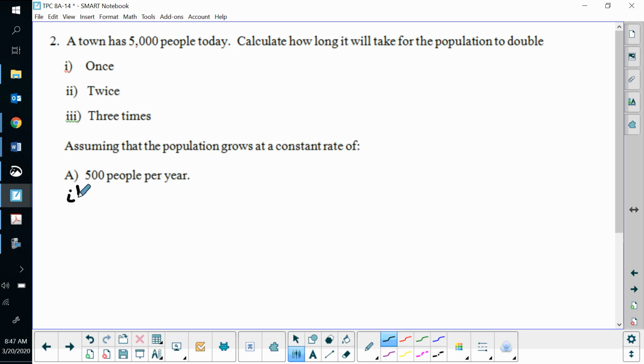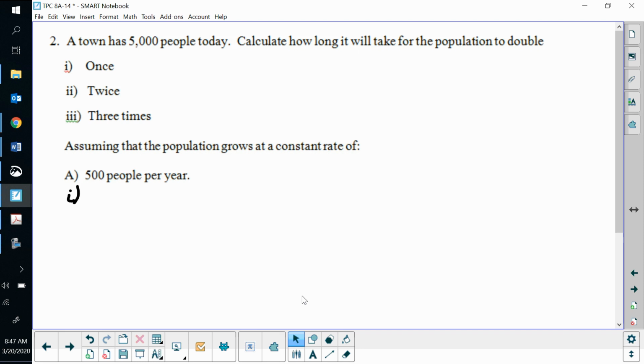So in part A, they're saying we're growing at a constant rate of 500 people per year. So that means in the first year it goes up by 500 people. The next year it goes up by 500. The year after that it goes up by 500. Well, if you're going up by 500 every time, I want you to visualize what the graph of that would look like.